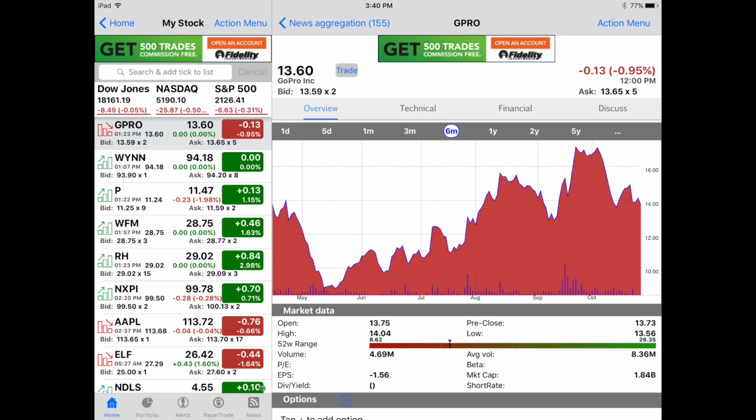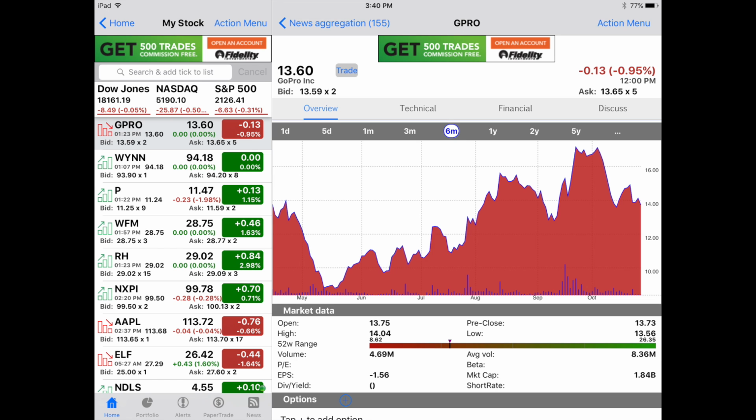Right above all that, there's Overview, which is the section we're on right now. To the right of that, it says Technical. That's the technical section, and we'll look at that eventually. The Financial section is to the right of that, and to the right of that, it says Discuss. We're going to look at all those tabs in a bit.